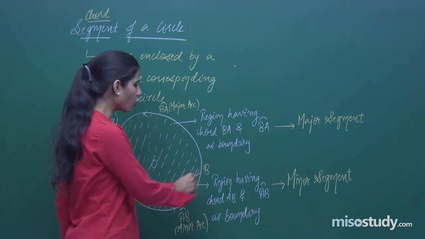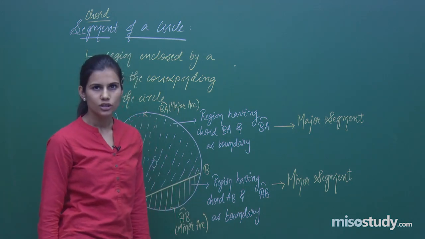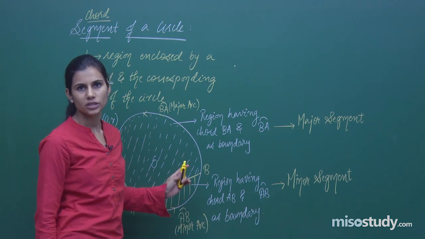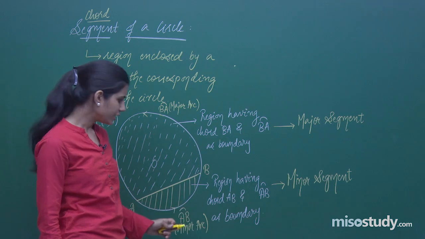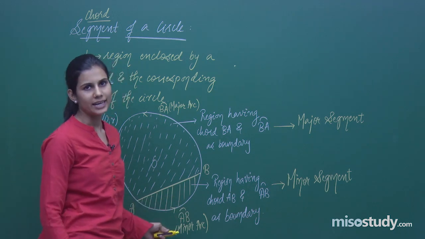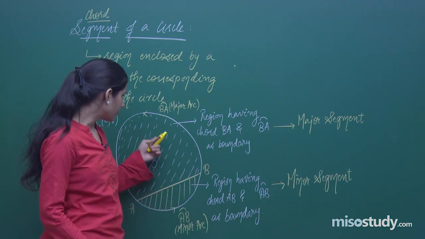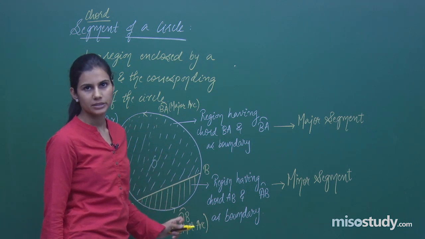The moment I have a chord, I actually get two segments, one minor and one major, because a chord is giving me a minor arc and a major arc. Corresponding to the chord and the minor arc, I get minor segment. Corresponding to chord and the major arc, I get major segment.